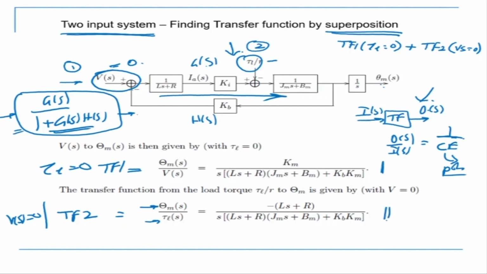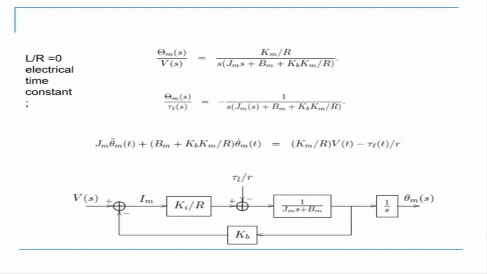Okay, so by superposition, what are we doing? We are once assuming that one of the inputs is 0, then the second time we are assuming that the other input is 0, finding the transfer functions, and then we'll add them. That becomes the combined transfer function. Okay, so next, we did find the two transfer functions.